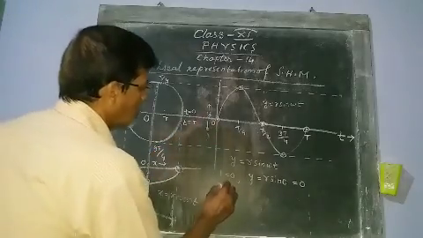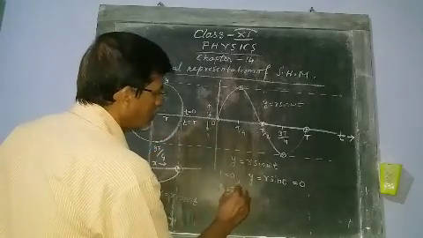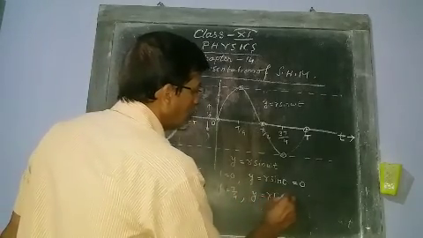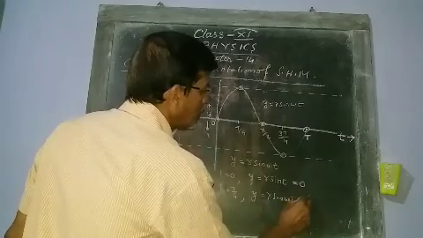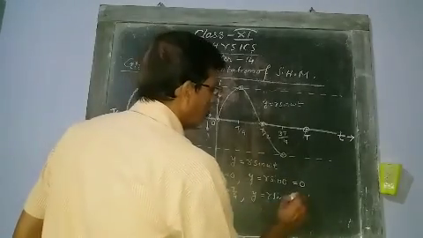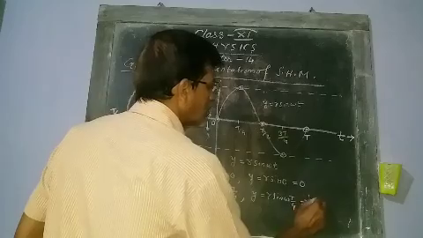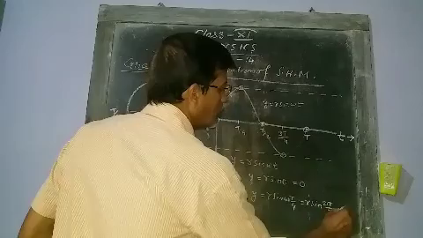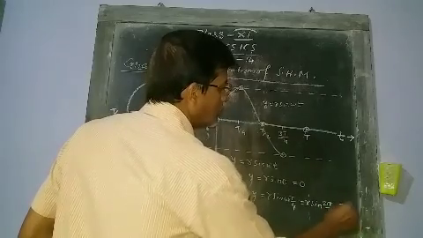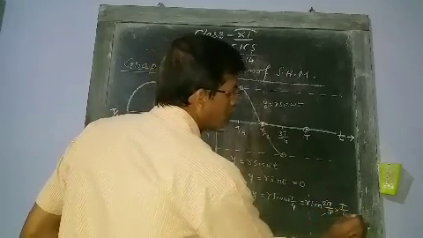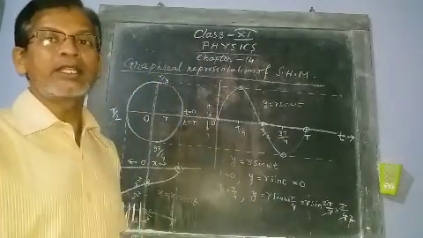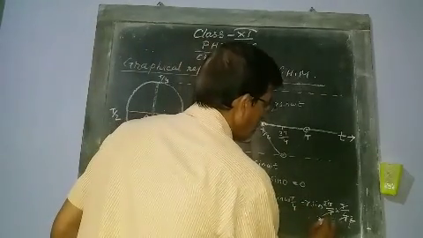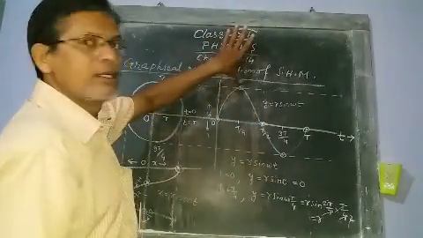Now you see, when t equal to T by 4, y equal to r sin(omega T by 4). So r sin of (2 pi by T) into (T by 4). T cancels, and this reduces to pi by 2. Sin pi by 2 is sin 90 degrees, and sin 90 degrees has value 1. So 1 into r is r. So this is r.